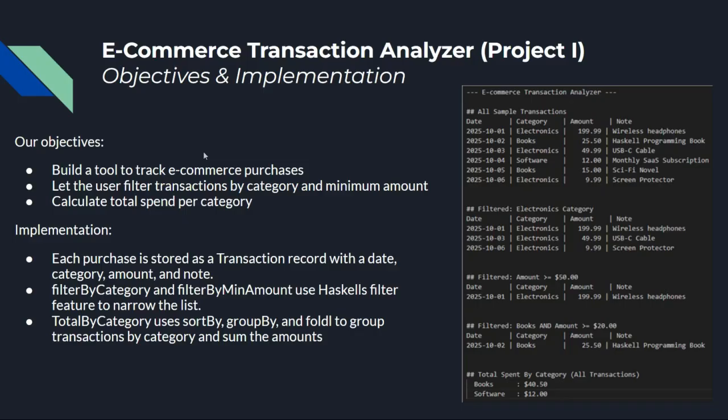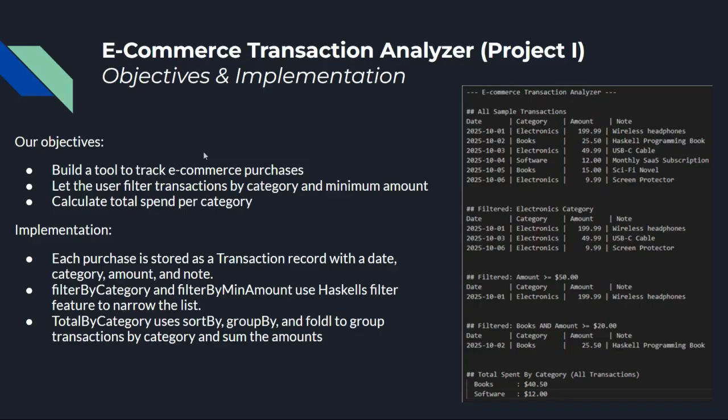To do that, we defined a custom transaction record in Haskell that keeps a date, category, amount, and a short note for each purchase. And then we wrote the two main filter functions: filter by category, which selects the transactions by category, and filter by minimum amount, which selects only transactions above a chosen amount. Both of these reuse Haskell's built-in filter as a higher order function, so they can easily be chained together.